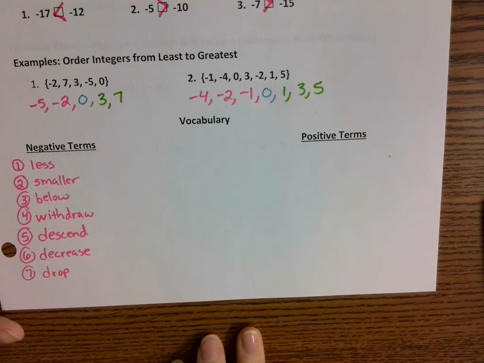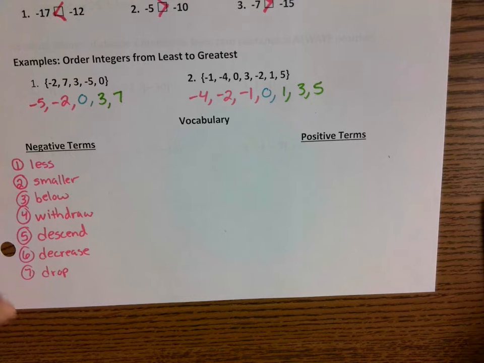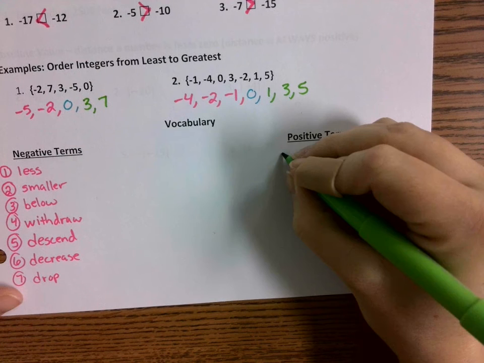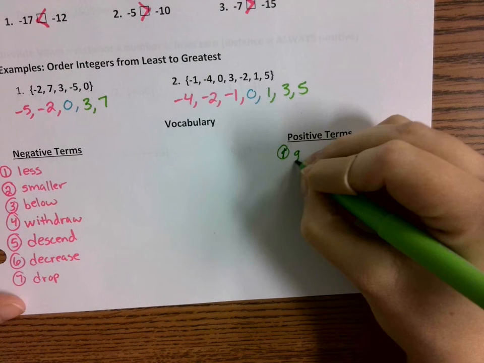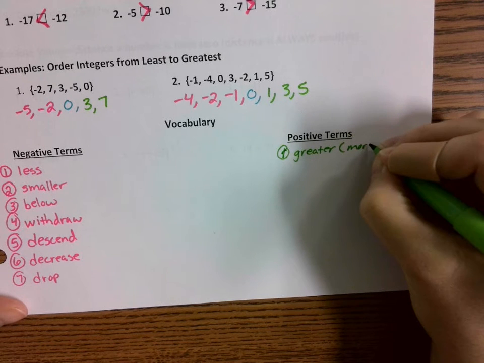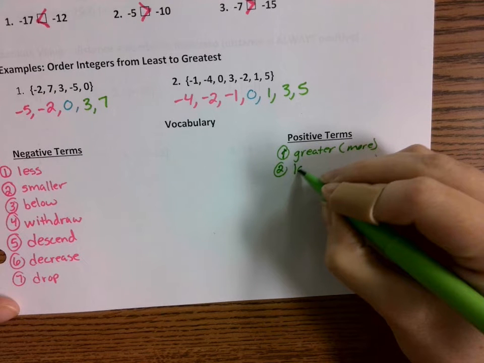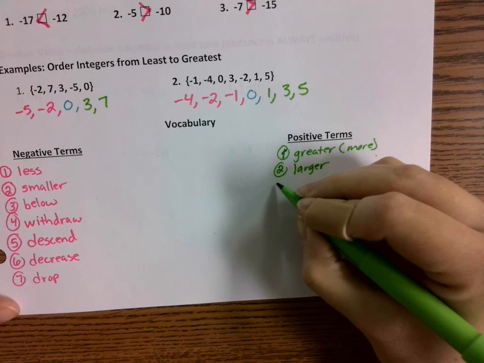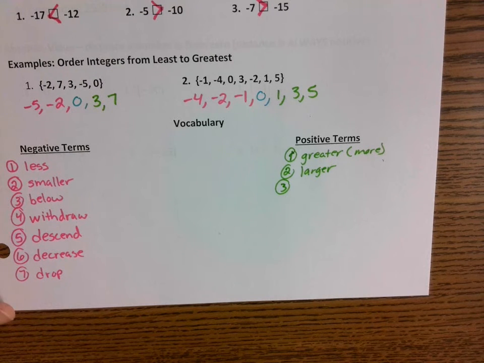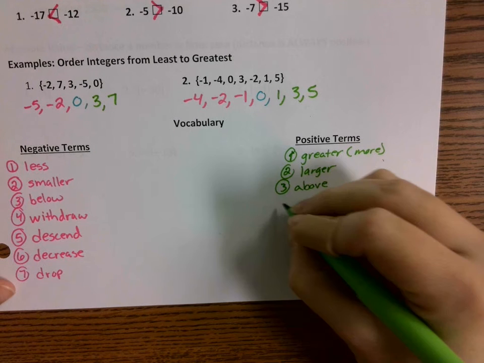Now let's talk about their counter positives. What would be the opposite, guys, of less? Greater or more. What's the opposite of smaller? Larger, bigger. What's the opposite of below? Above. What's the opposite of a withdrawal? Deposit.